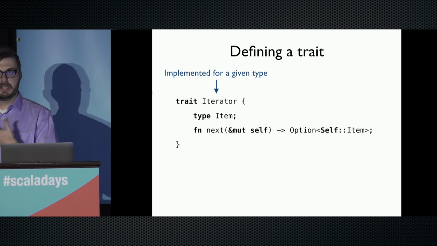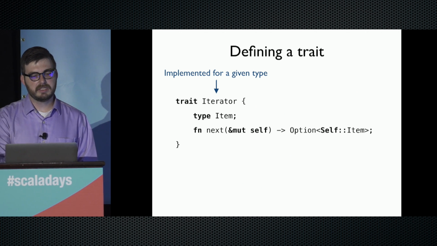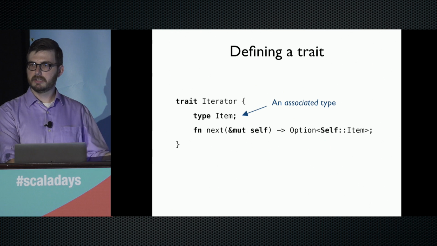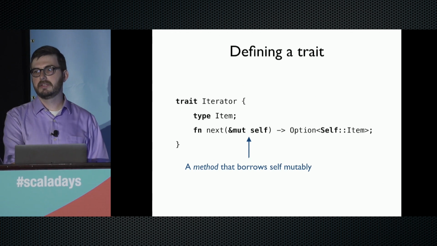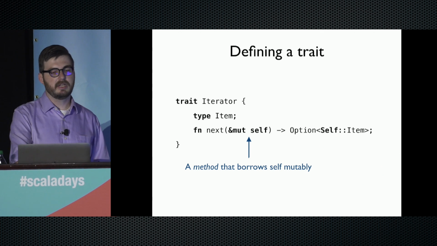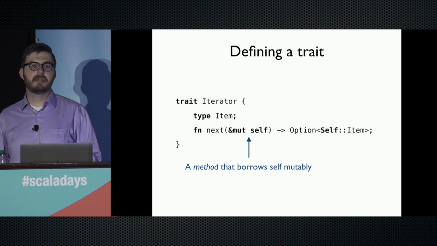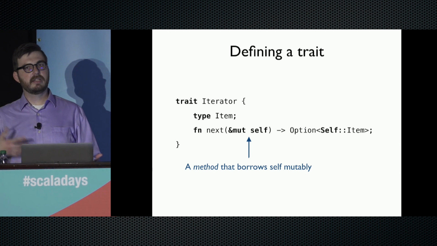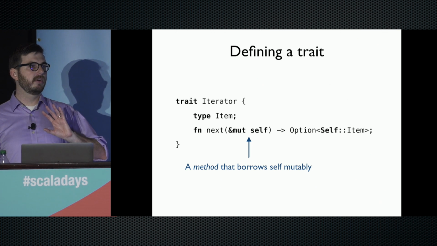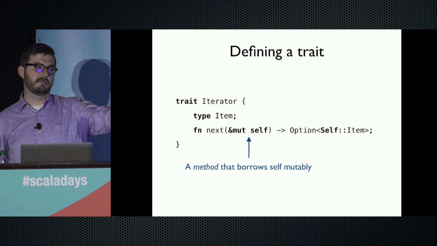You define a trait. It's like an interface, again, sort of like Scala. Inside a trait, you can have things like associated types and methods that talk about how they're borrowing the type that implements the trait and so on. The key difference from Scala is that you can implement a trait for a type externally to that type's definition. So I can introduce a new trait and implement it for existing types.